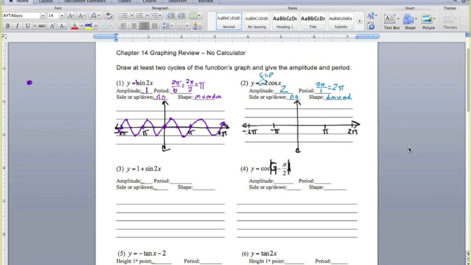Is cosine usually up, middle, down, middle? Yeah. Do we have to know the sequence, up, middle, down? Yep, you need to know the sequence of the points, the shape.